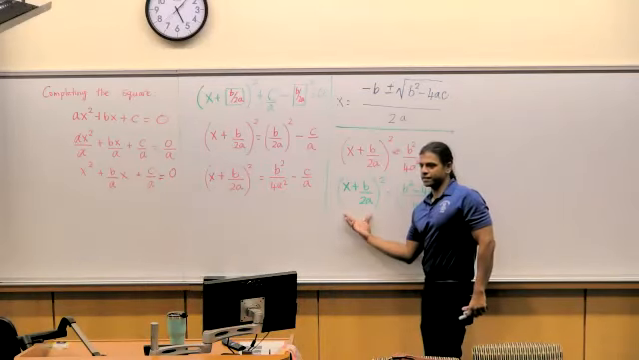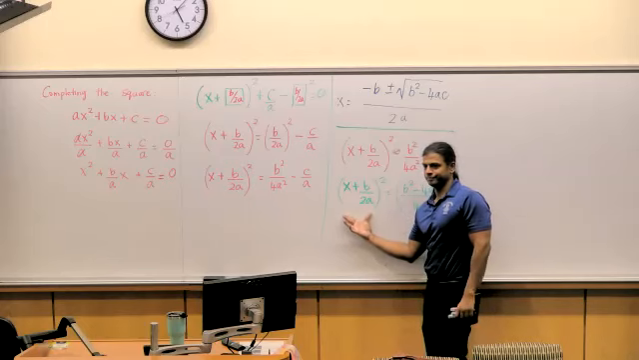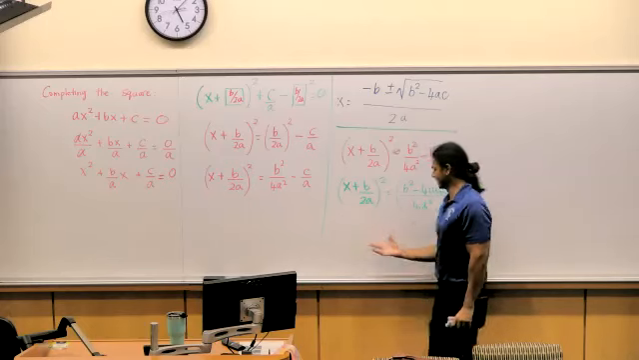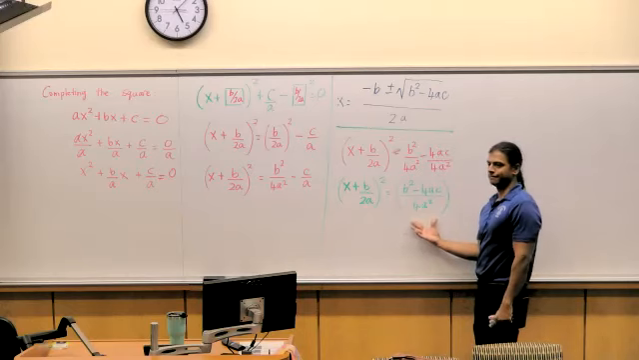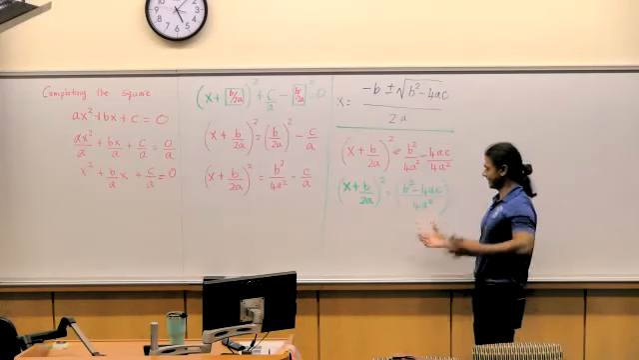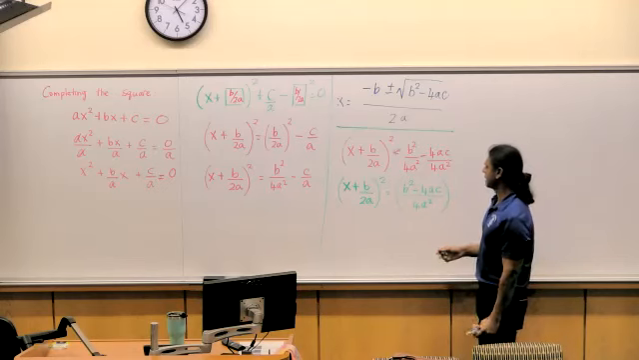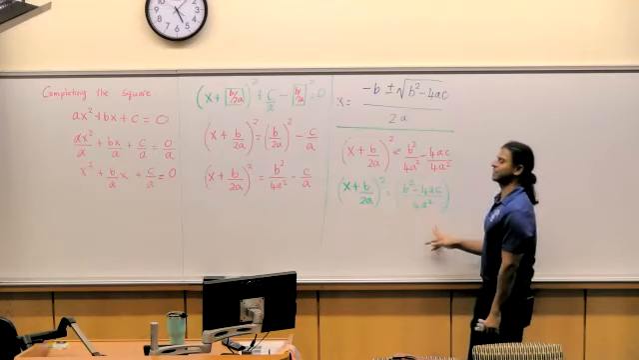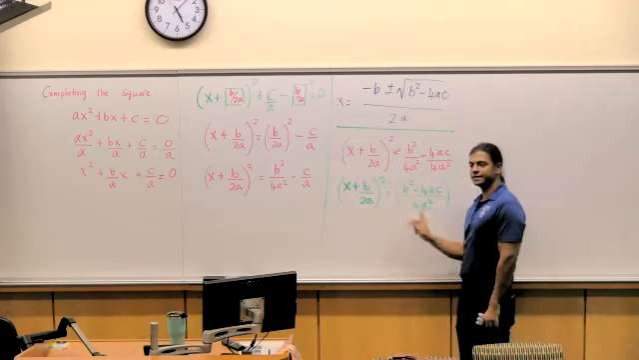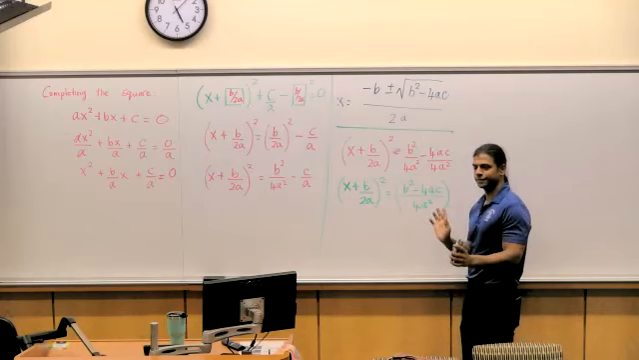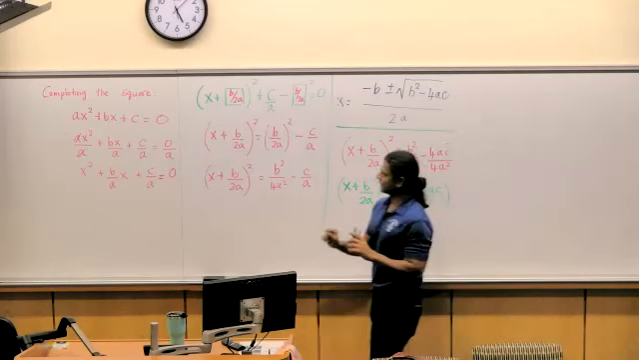Is that a perfect square? Yes, no, maybe. Yes. Is that a number? A is a number, B is a number, C is a number. The entire thing is a number. So I can use the square root property and find the solution. Good.